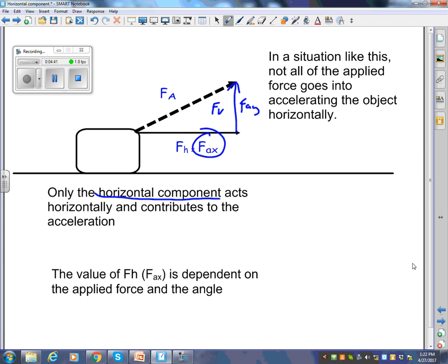X and Y components. The value of FH or FAX is dependent upon the applied force and the angle, right? The greater the angle, would it be the more the FAX or the less the FAX? Less. The less, right? The steeper you go up, the less goes sideways. I'll pause for a second. All right, so everyone's good? The FAX is dependent upon the applied force and the angle. In fact, I said this, but maybe we should just jot it in here. Bigger angle means less force. Bigger angle, less force.